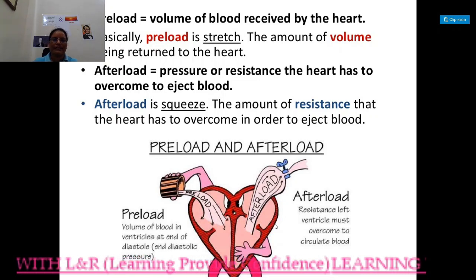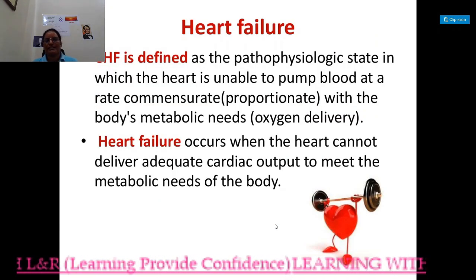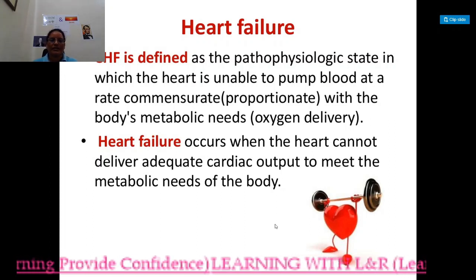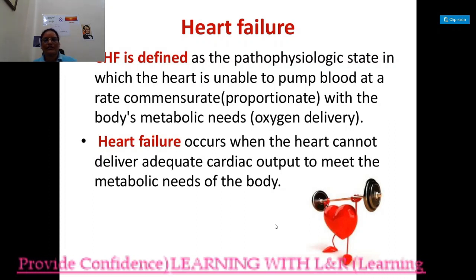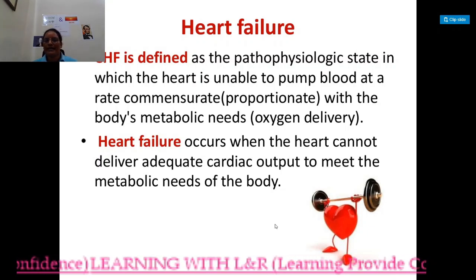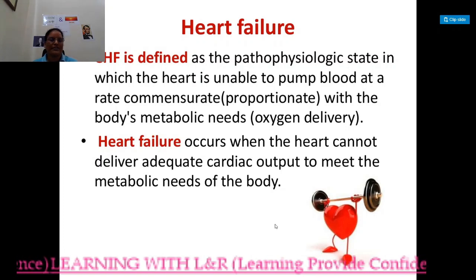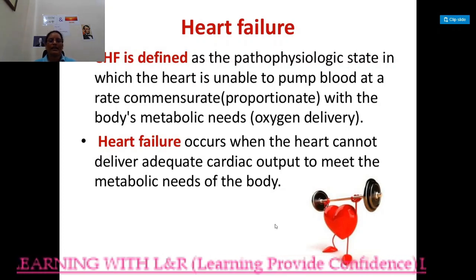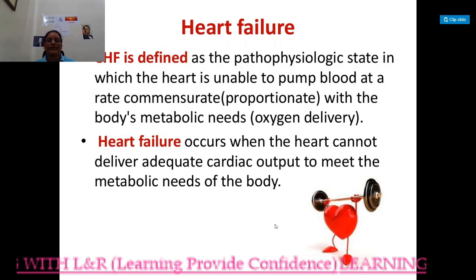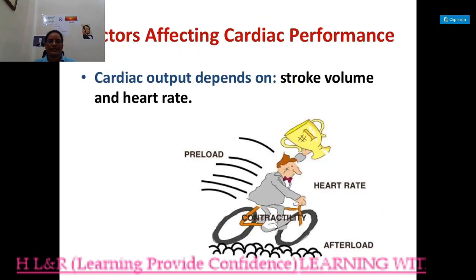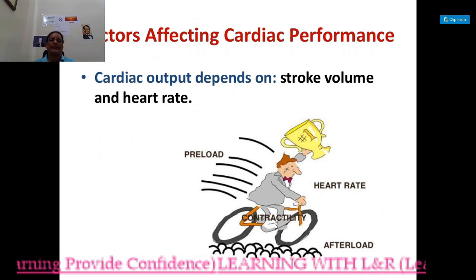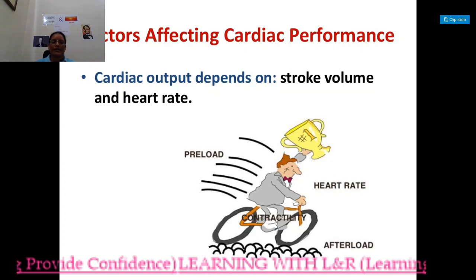Then the next is heart failure, that is our topic today. Congestive heart failure is defined as the pathophysiologic state in which the heart is unable to pump blood according to the requirement of the body. Heart failure is when the heart cannot deliver adequate cardiac output to meet the metabolic needs of the body. Cardiac performance, or cardiac output, depends on stroke volume and heart rate.